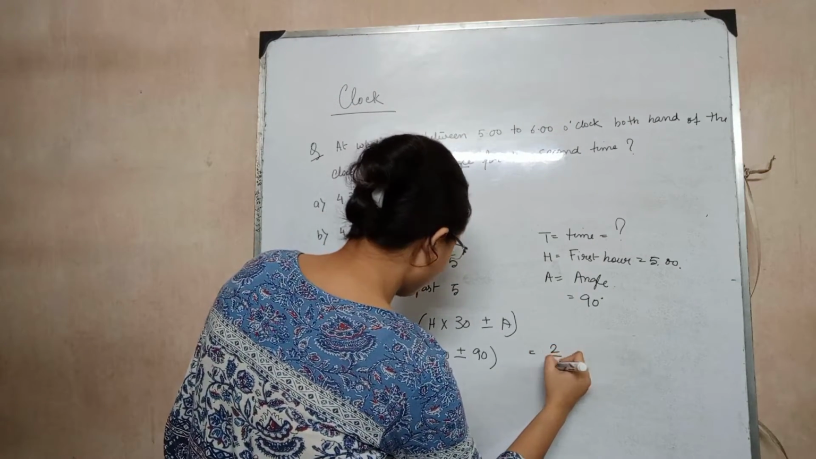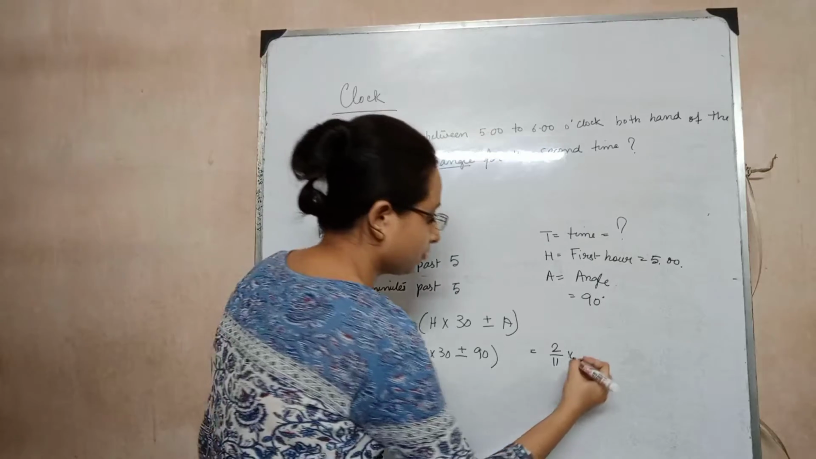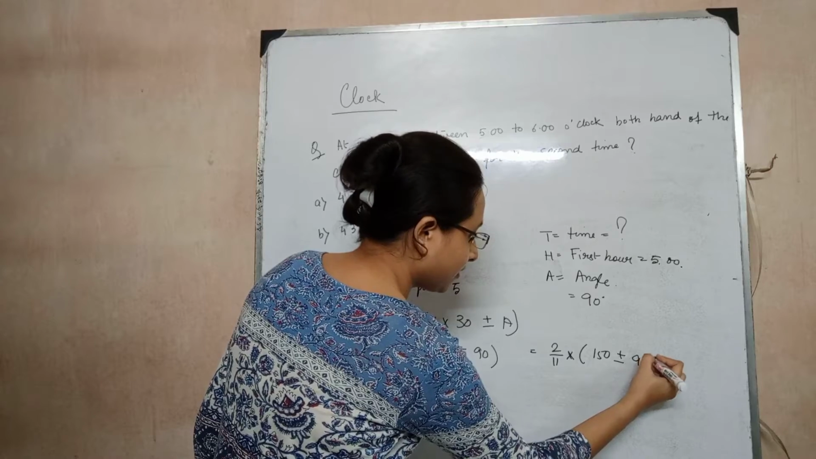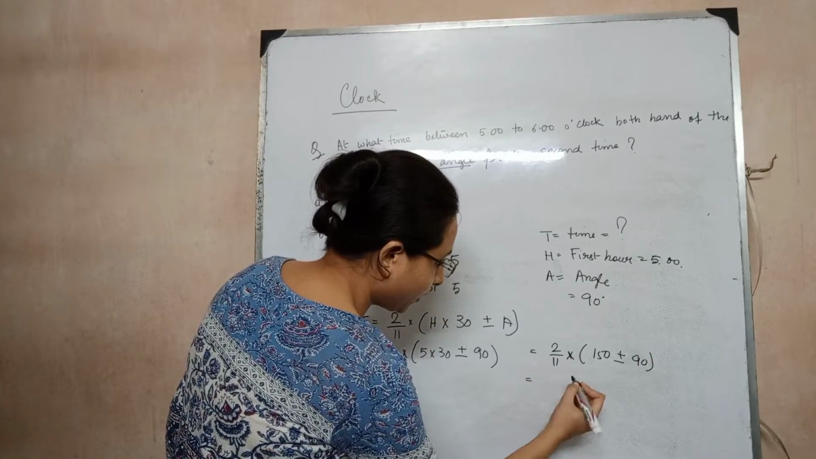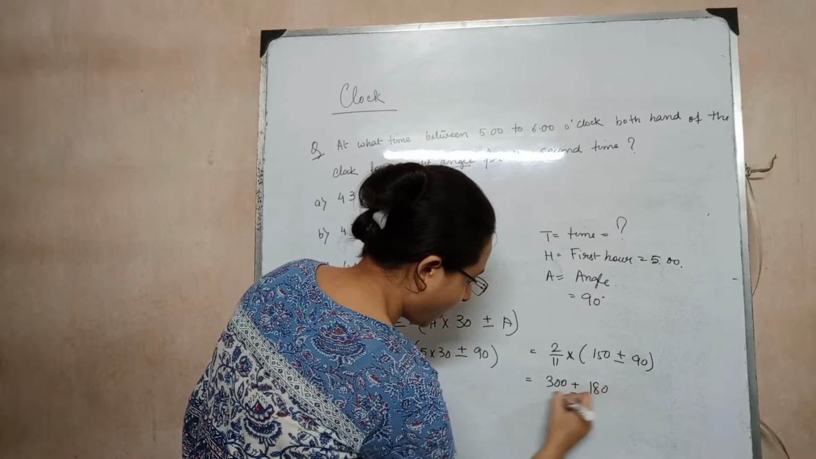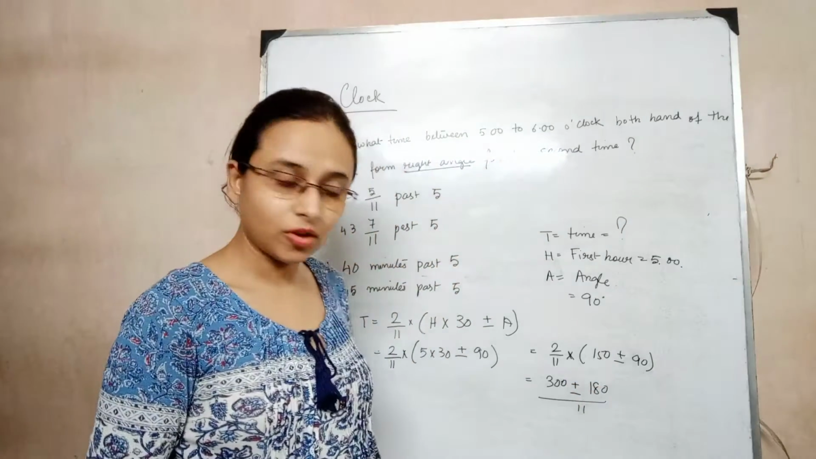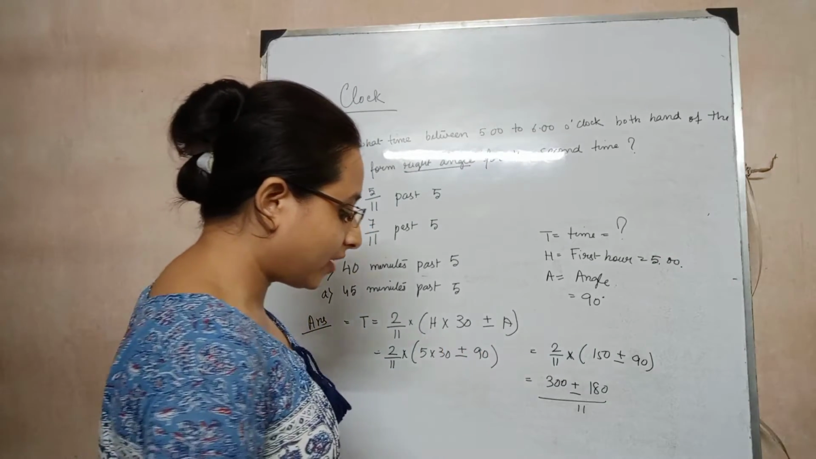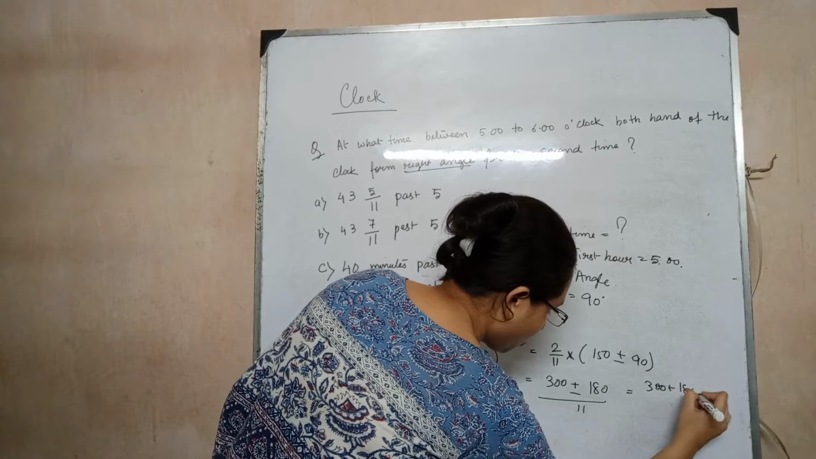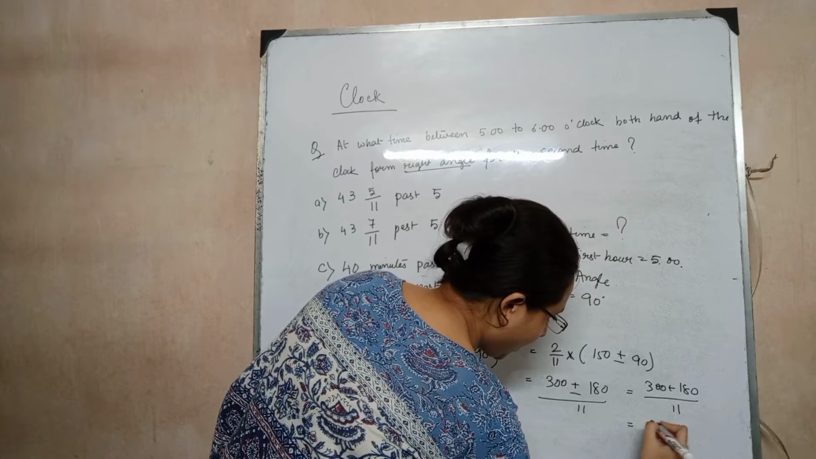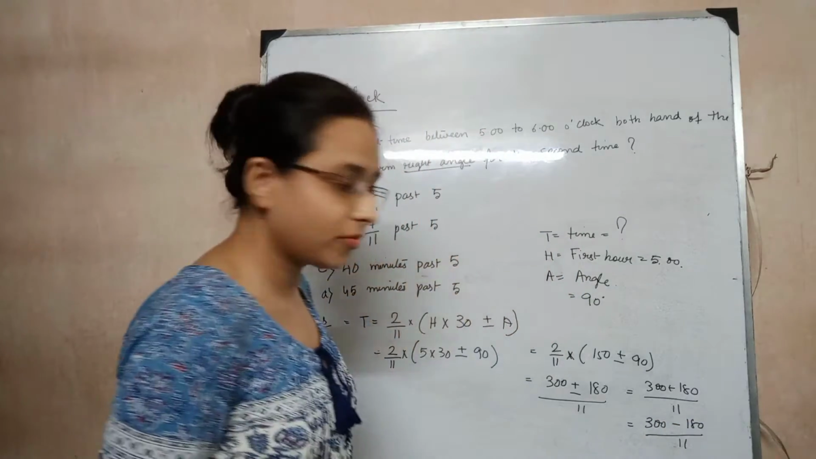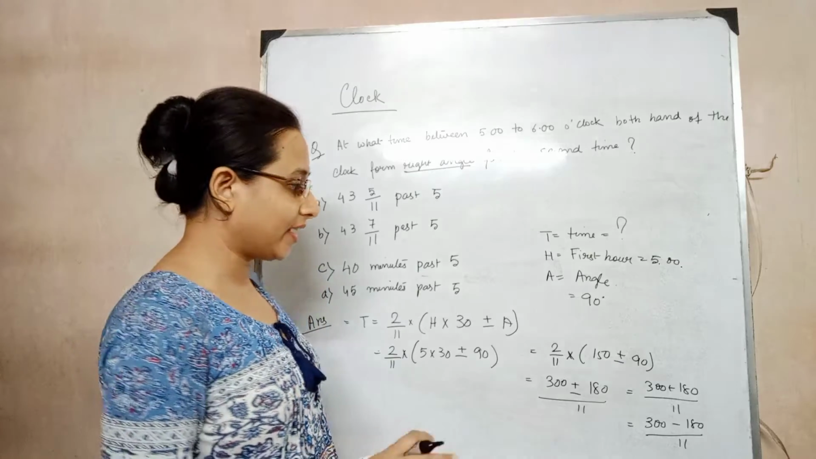So that comes to 2 by 11 into 150 plus minus 90. Now that will come to 300 plus minus 180 by 11. So with both the figures, I will get 300 plus 180 by 11 and 300 minus 180 by 11. These are the 2 figures that I am getting.